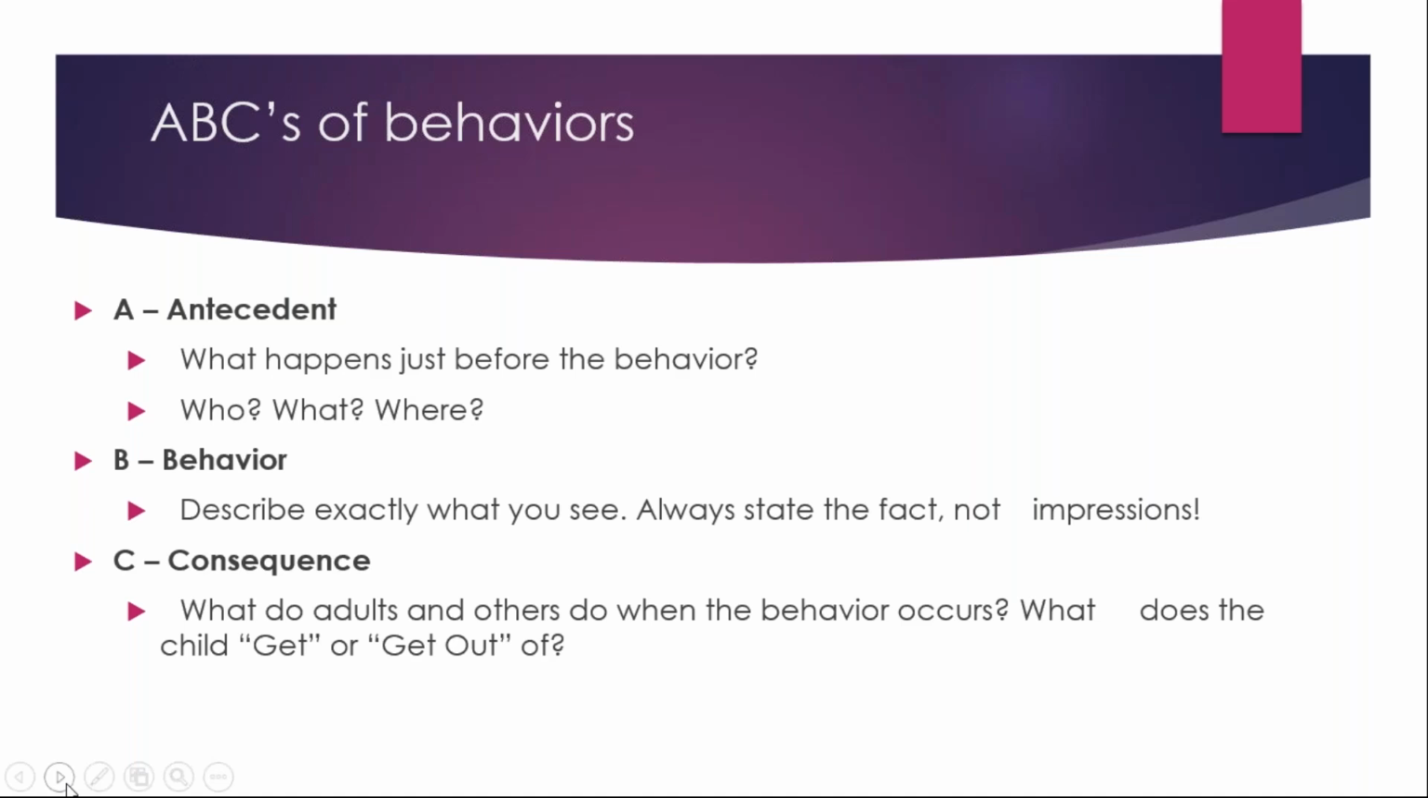And then we talk about C. C is the consequence. What do adults and others do when the behaviors occur? What does the child get, or get out of, by exhibiting that challenging behavior? So this is what we call our ABCs of behaviors.